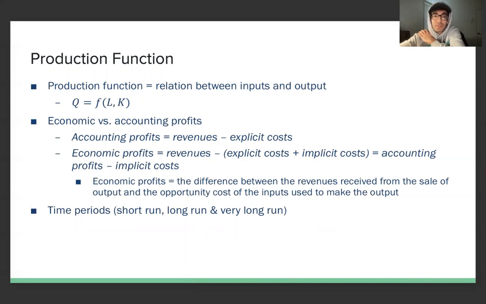Accounting profits and economic profits. The difference between economic profits and accounting profits is that economic profits also include implicit costs. So yeah, that's the only difference.